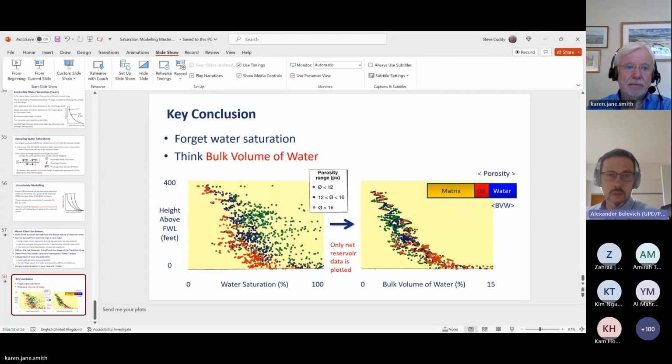Next question comes from Ahmed Wakas. Capillary bound water is higher in fine-grained facies simply due to the larger surface area available for the wetting phase. How does bulk volume of water remain the same for different facies types?